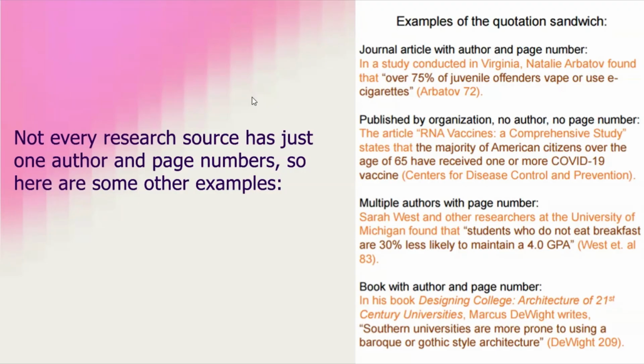So in this case, the article itself has a title, but we do not have an author. And because it's a web source, we also don't have a page number. So the article, quote, "RNA vaccines, a comprehensive study," that's the title of the article, states that, and here's the piece of referenced research, "the majority of American citizens over the age of 65 have received one or more COVID-19 vaccine." That's the peanut butter in our sandwich.